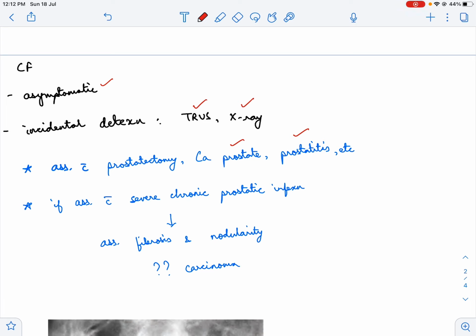Now, supposing these calculi are associated with prostatitis, it is usually due to severe chronic prostatic infection. If there is severe prostatic infection and it is chronic, because of the chronic inflammation, it results in fibrosis and nodularity. So, in such conditions, it becomes difficult to distinguish it from carcinoma.